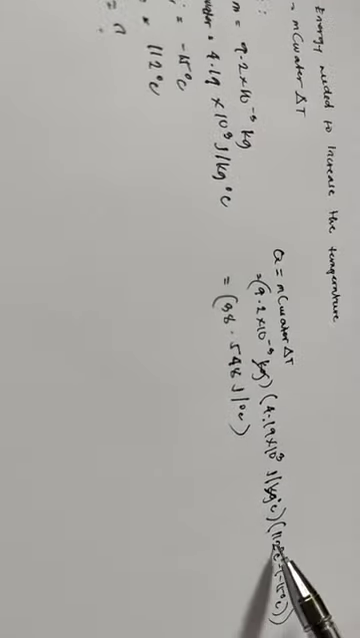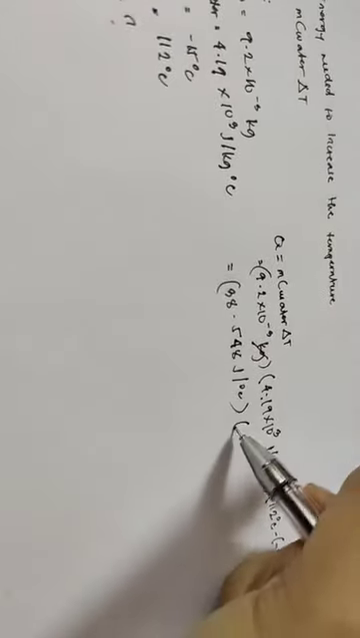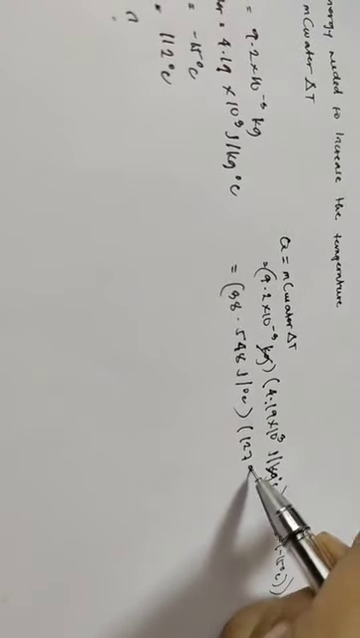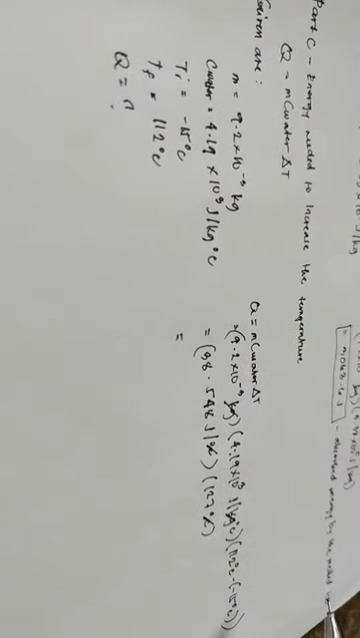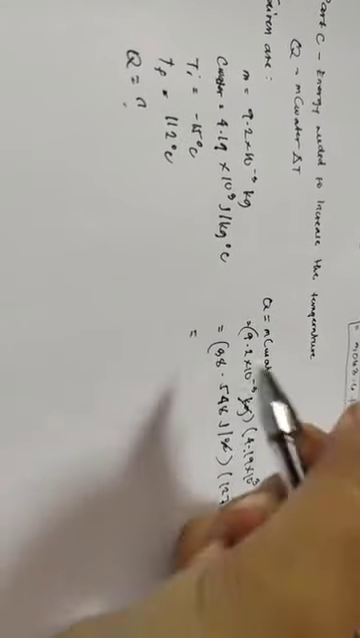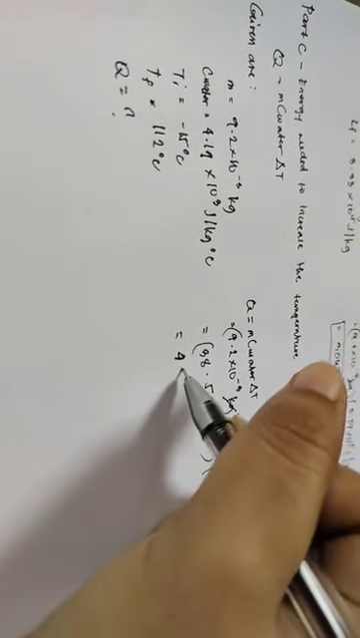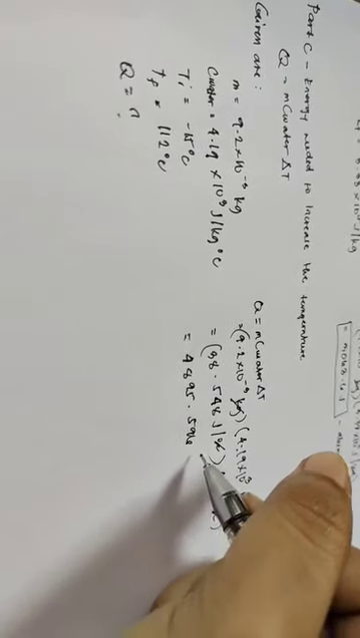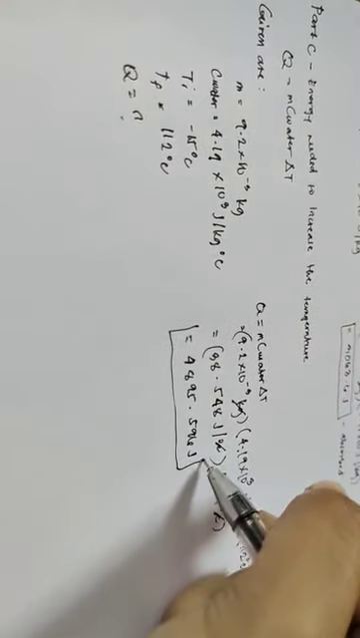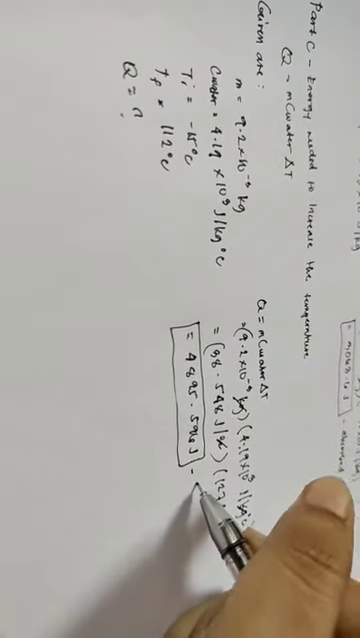So in the change of temperature, 112 degrees Celsius minus negative 15 degrees Celsius is 127 degrees Celsius. So before we solve it, let's cancel out the same unit, which is the degree Celsius. So 38.548 joules times 127 is equal to 4,895.596 joules. So it is the energy needed.